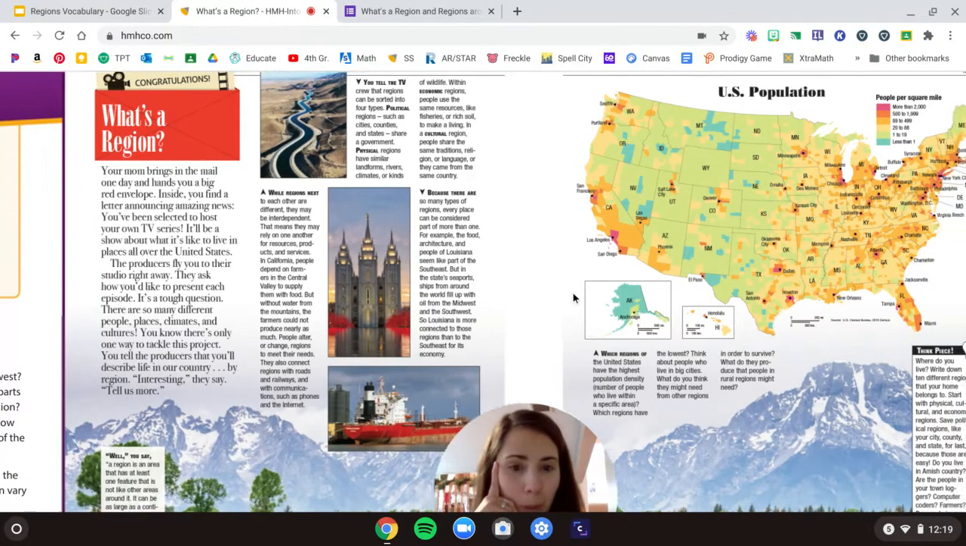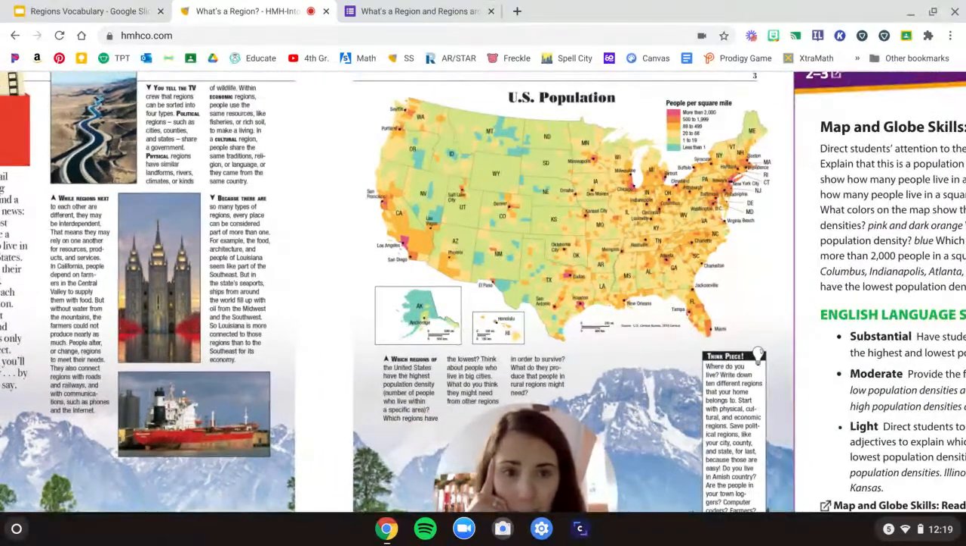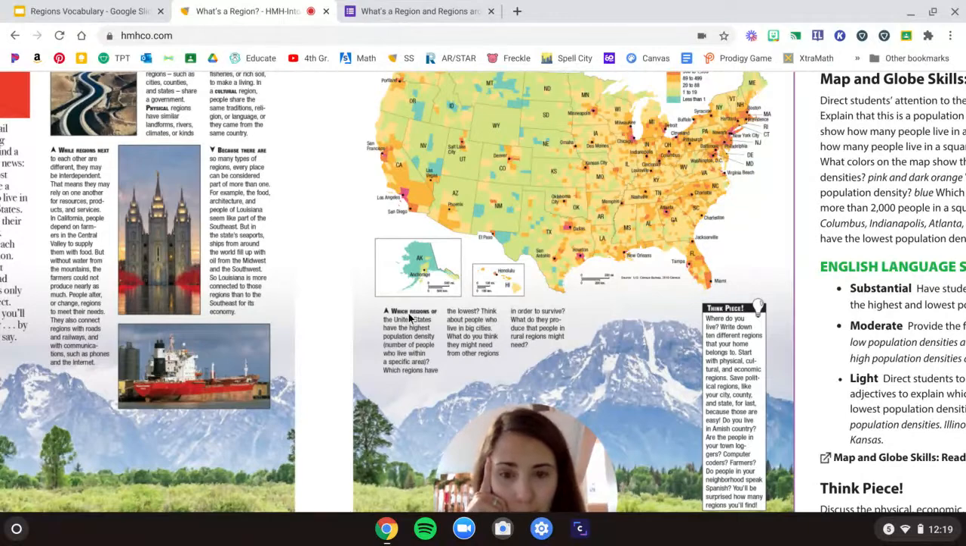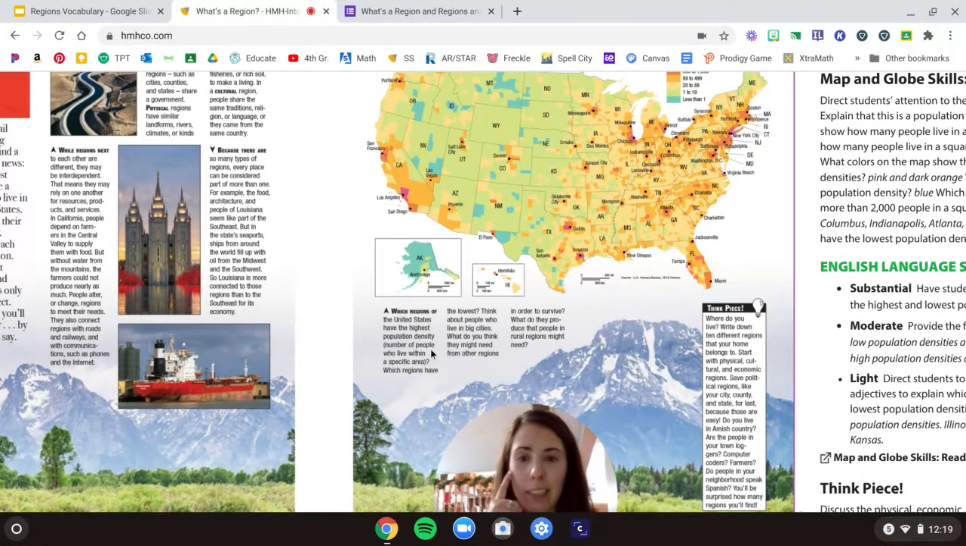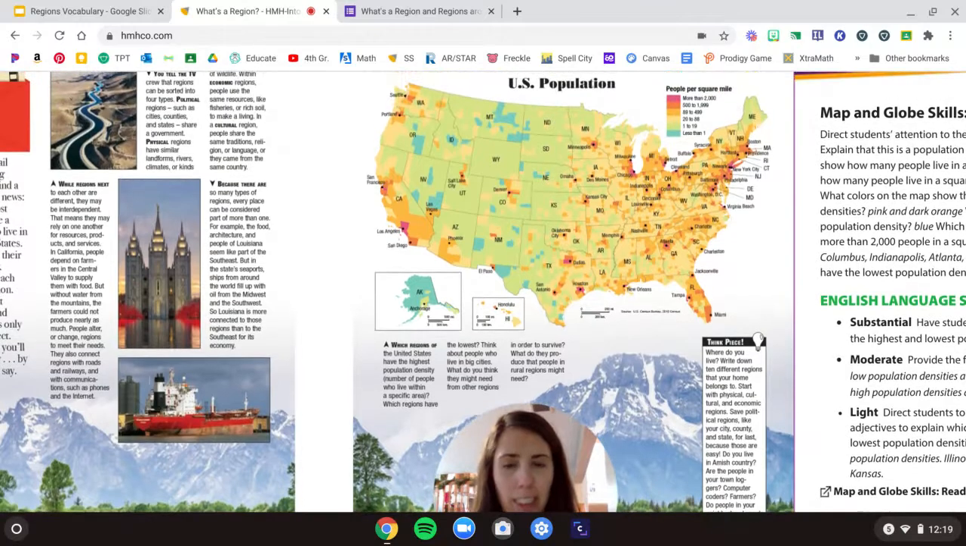Let's read more about the U.S. underneath the U.S. populations. Which regions of the United States have the highest population density, which means the number of people who live within a specific area? Which regions have the lowest? Think about people who live in big cities. What do you think they might need from other regions in order to survive? What do they produce that people in rural regions might need?